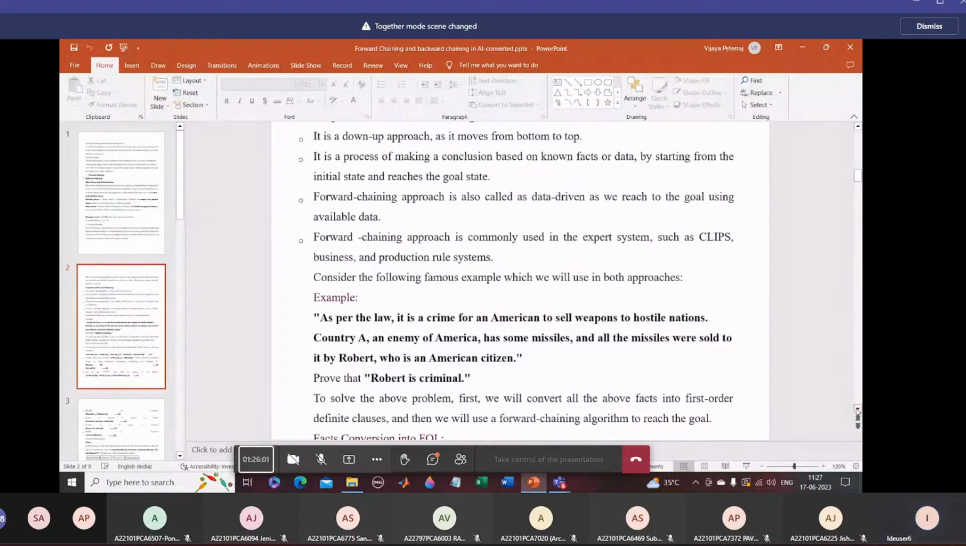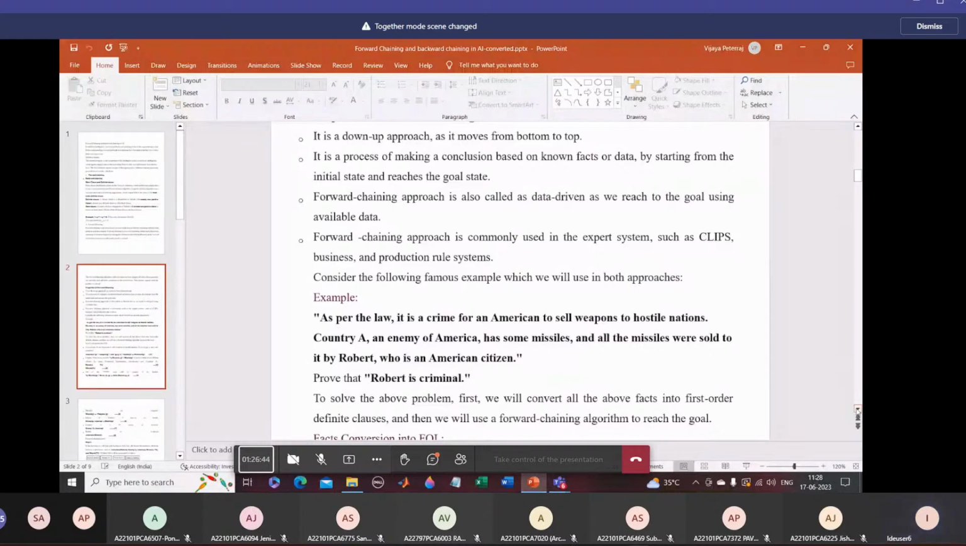Okay, first the law is that Americans should not sell any weapon to an enemy nation, so it is a crime. Country A is an enemy of America. So it has got some missiles, weapons. And how these weapons are there in that country is that they were sold by Robert, who is an American citizen. So he has committed a crime. So he is a criminal, am I right? Because he has sold all the weapons to the enemy country A. So according to the law, you should not sell any weapons to an enemy country. So since he committed a crime, he is a criminal. You have to prove that Robert is a criminal.